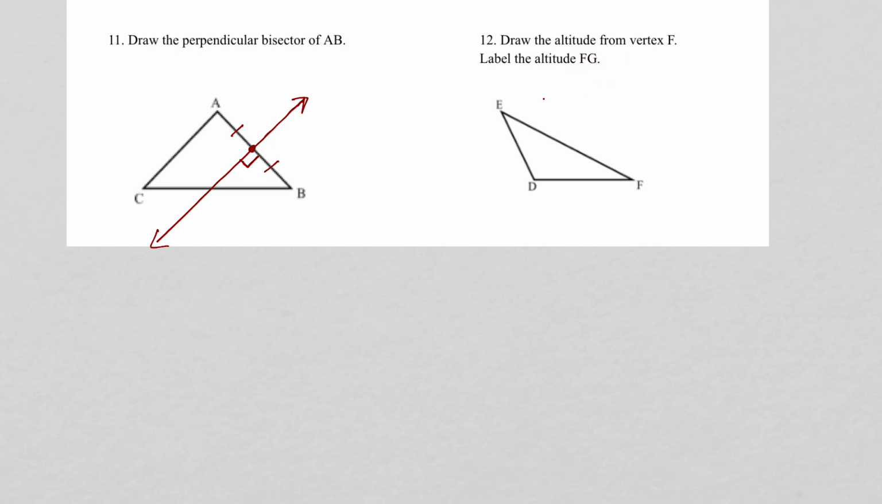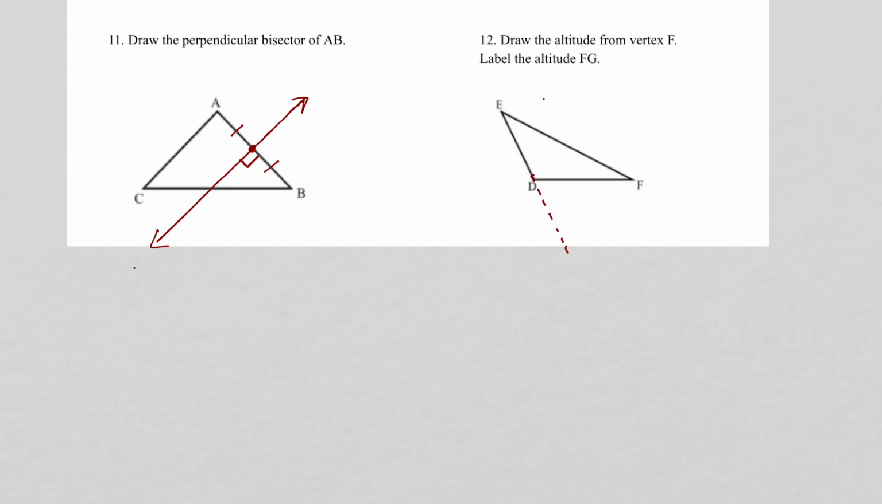FG. So the altitude, we're coming from this vertex, I gotta hit this side at a right angle, but I can't do that on the interior of this triangle. So it's gotta happen somewhere here on the outside of it. So I'm gonna need to extend this line with dashed lines. So I'll take a ruler and I'll just extend this using dashed lines. And then now I can hit this at a right angle.